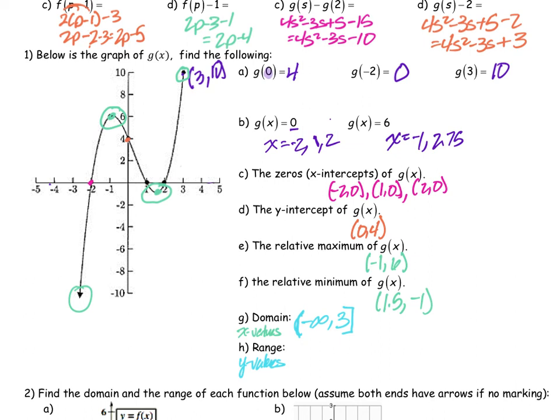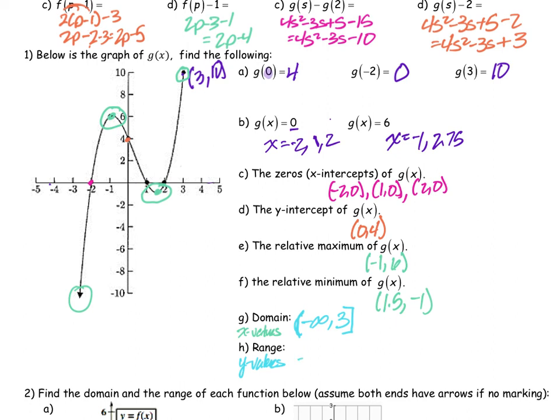I know 2 is one of them. Or what, negative 1, is that what it is right there? No. What's my lowest value going to be? Negative infinity. Negative infinity.